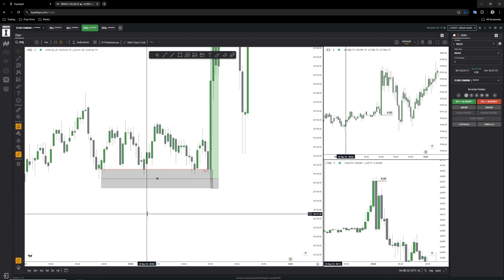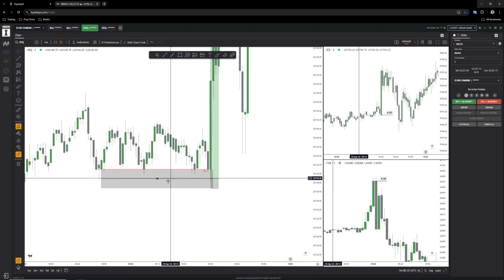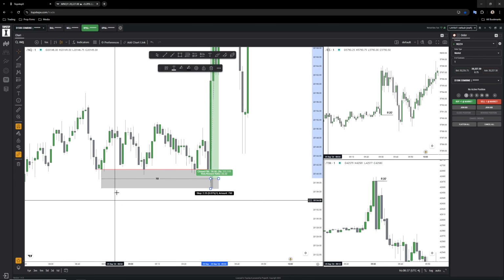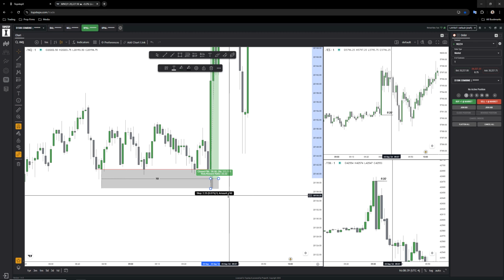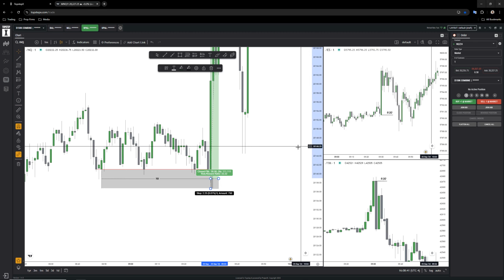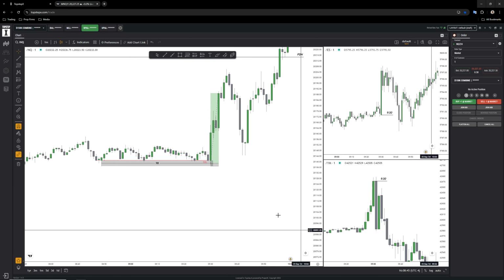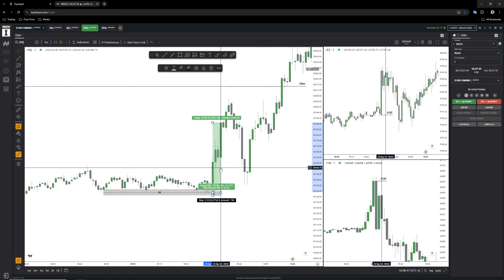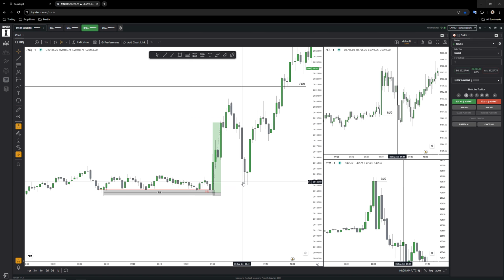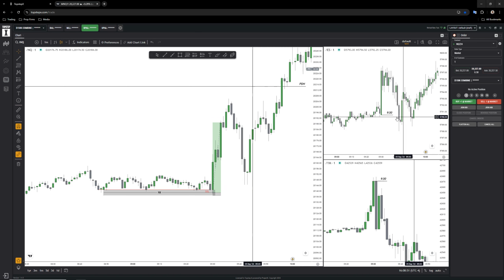So I would want to enter at the CE of this rejection block, and my stop was 1 tick right below it. So it was only a 9 tick stop loss. I went in heavy on contracts. Not a good idea, but risk was still there. It ended up being like a 22 RR trade, 50 points. That's all I needed to pass the account, and that's what we got.